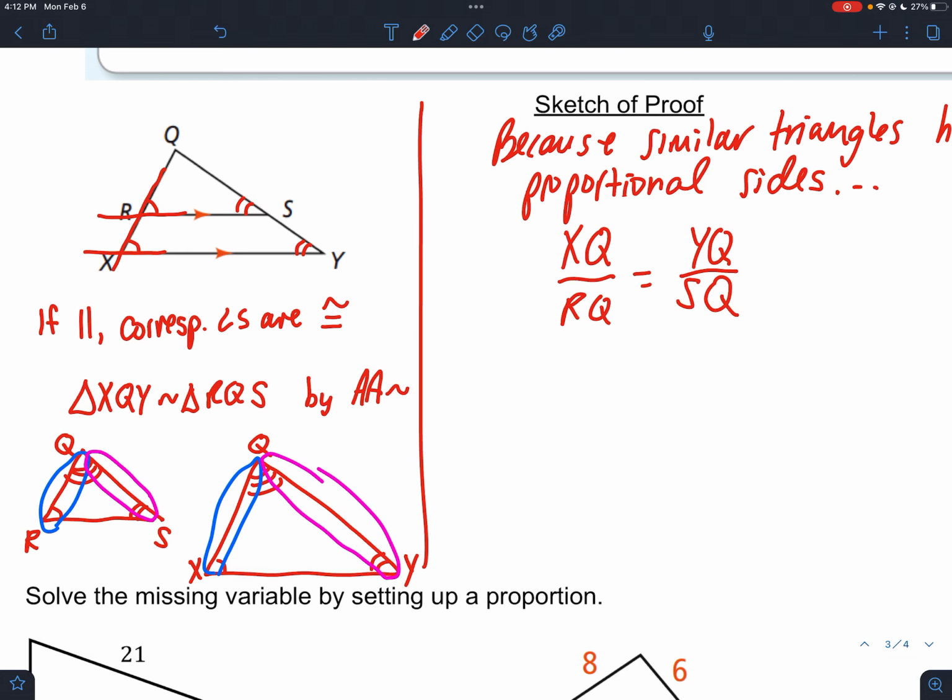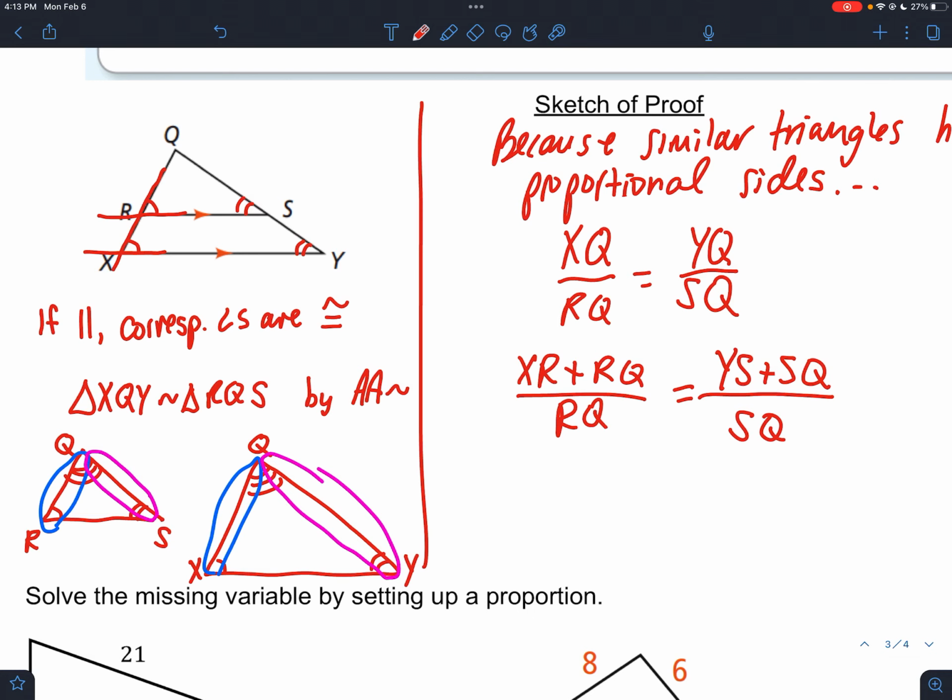But we know based on this picture that XQ is no different than XR plus RQ over RQ, right? Segment addition says that this plus this is XQ, and YQ can be broken apart into 2 segments, YS and SQ. And then we have a lot of simplifying that can happen here, because when you add, this is actually a combined fraction. You can split it up into this. And the same thing over here.